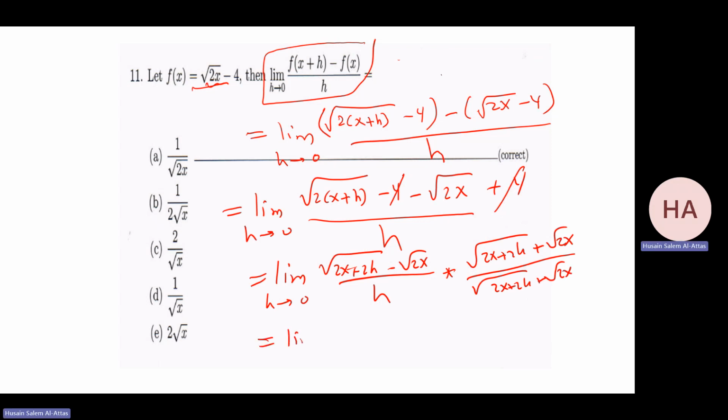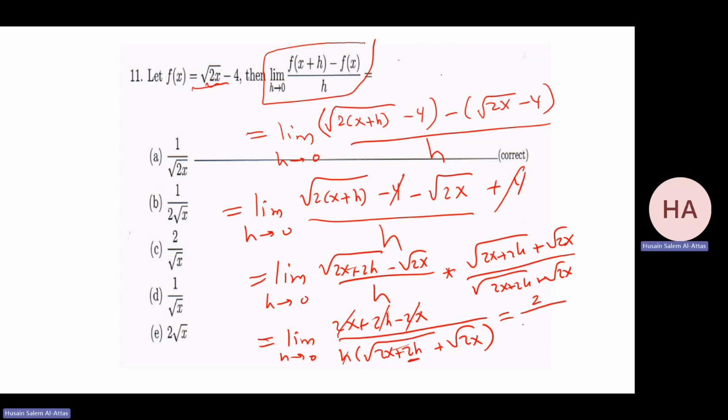That will be what? Limit as h goes to 0 of 2x plus 2h minus 2x over h, times 2x plus 2h plus square root 2x. Cancelled, cancelled, then h also cancelled. You get what? 2 over... As h goes to 0, this goes to 0. So 2 square root 2x. I'm getting 1 over square root 2x, which is this one.